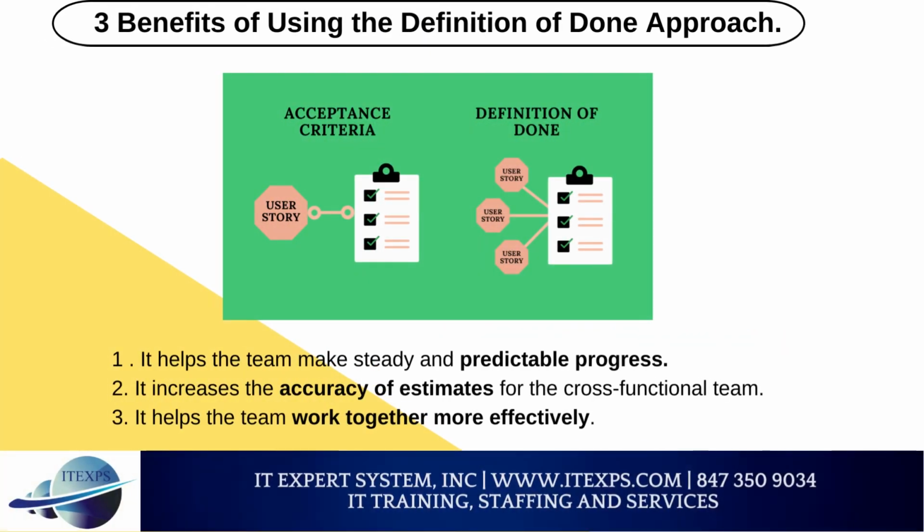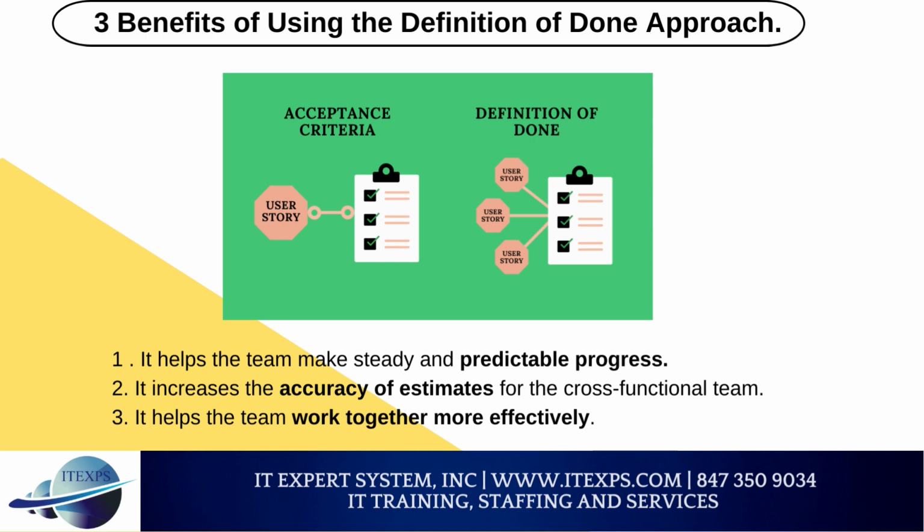Three benefits of using the definition of done approach. One, it helps the team make steady and predictable progress. When they have a clear, concrete list of criteria they must meet to consider their work finished, an Agile team can more effectively plan their workload. They can estimate completion timeframes. The definition can help them focus on what matters. Thus, they are also less likely to veer off track or find themselves missing deadlines in sprints.